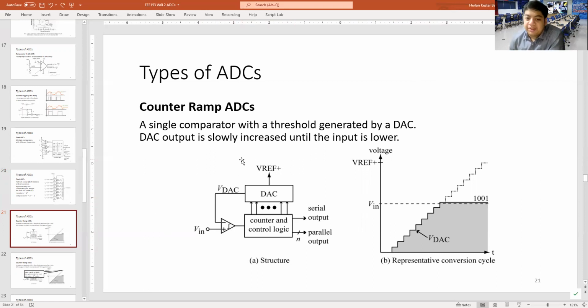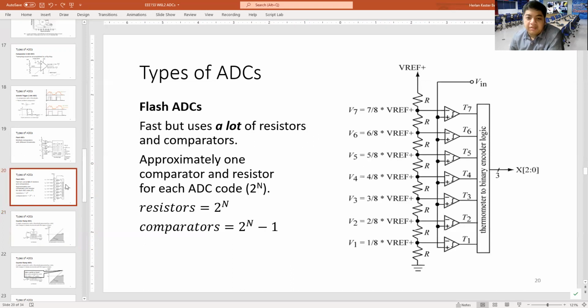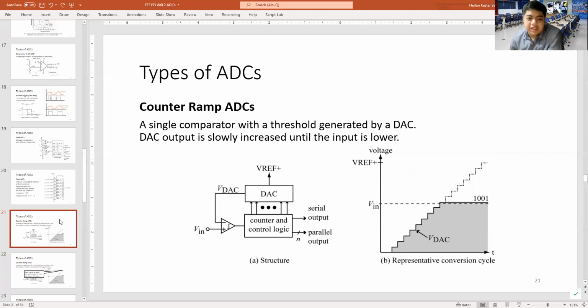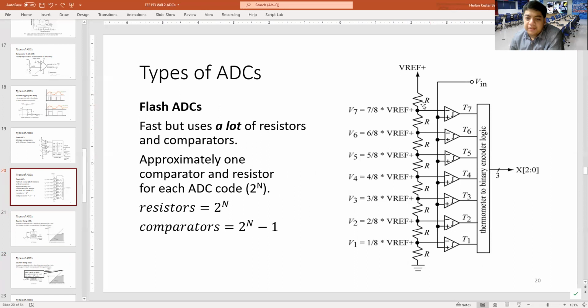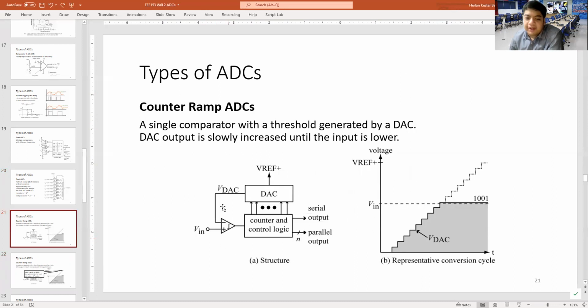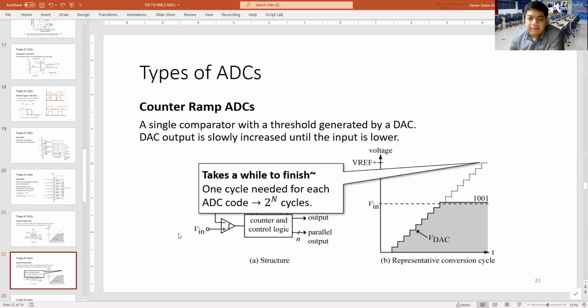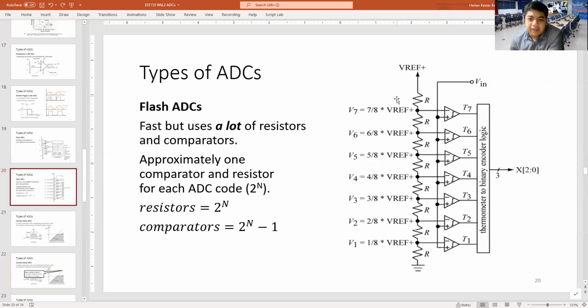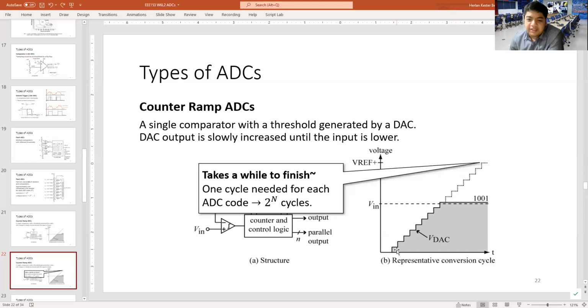Basically, this is where the sample and hold circuit comes in, because we need to hold the input for this amount of time for the conversion. You can say that instead of using 2 to the n resistors and 2 to the n minus 1 comparators, we can just use one comparator, a single DAC, and several clock cycles to finish. Instead of everything at once with a lot of components, it's one at a time with more time. But it takes a while to finish. Here we have 2 to the n resistors; there we have 2 to the n cycles before it finishes converting, one cycle for each code of the DAC or ADC.